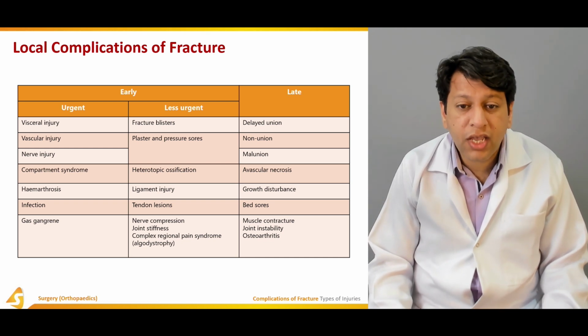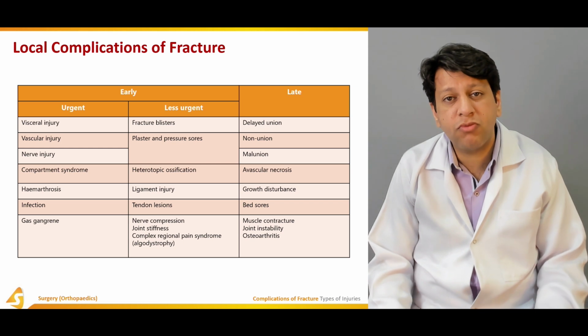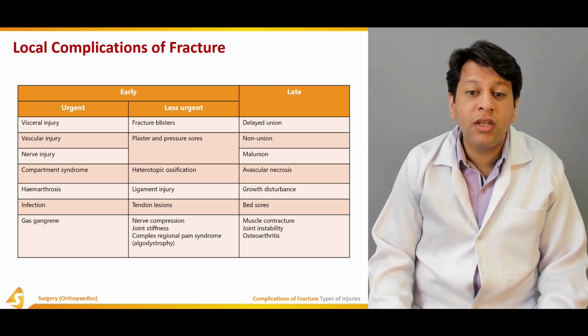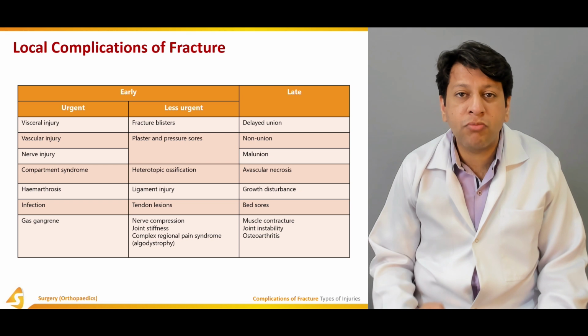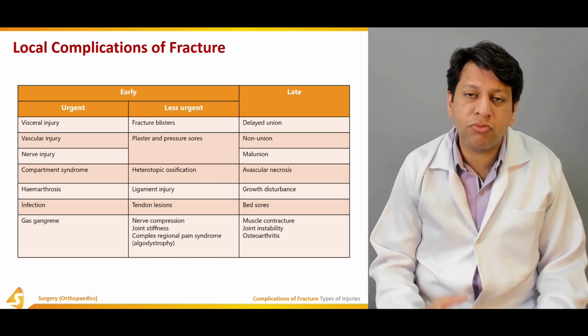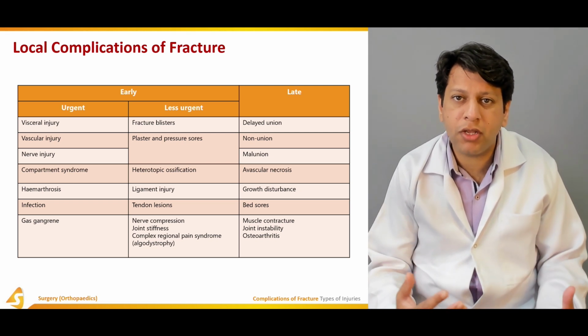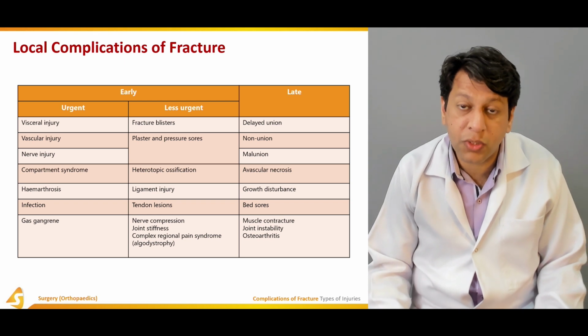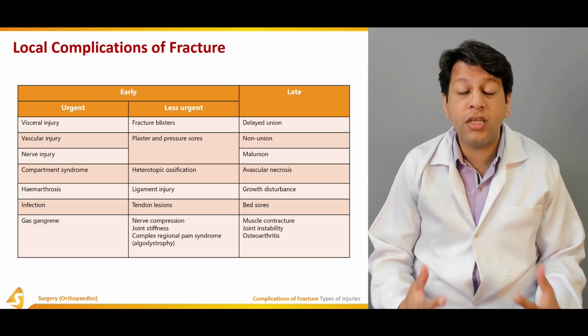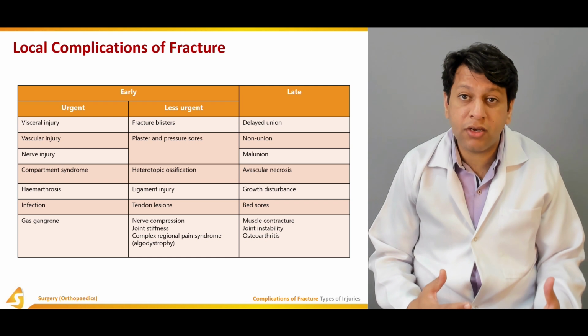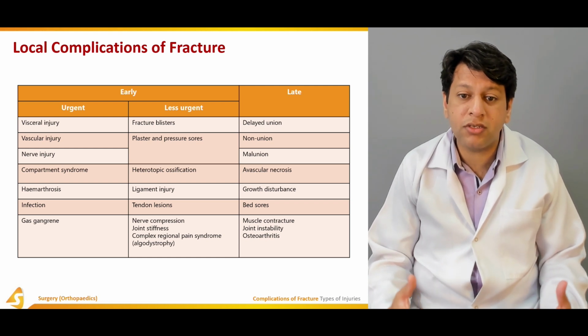Less urgent includes fracture blisters, which we need to treat conservatively. Plaster and pressure sores, although it's more of an iatrogenic injury because it's associated with the one who is actually applying the plasters, can be very damaging as well. And there are specific techniques for applying plasters, because applying it the wrong way can lead to plaster blisters and all this.